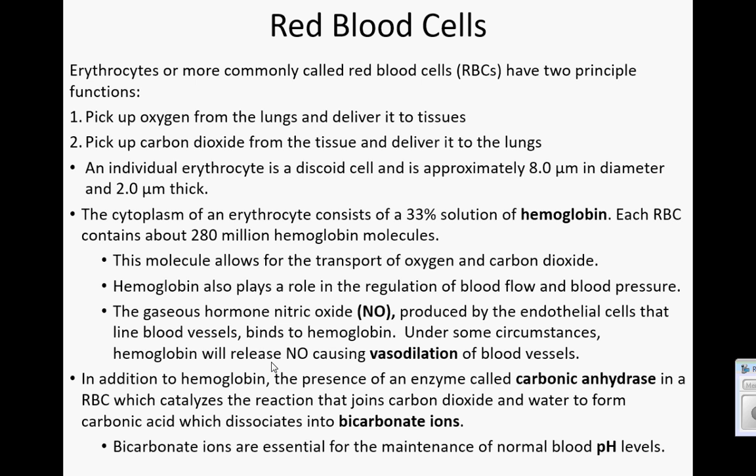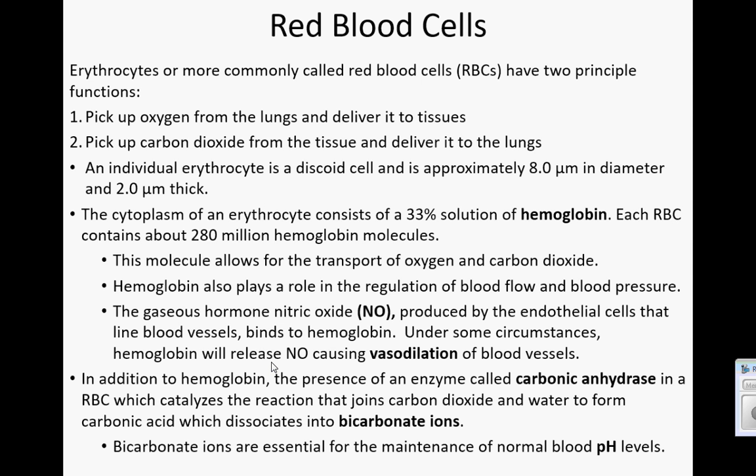They are able to carry oxygen and CO2 because within a red blood cell you find a lot of what we call hemoglobin. Hemoglobin is actually 33% of the solution of a red blood cell. And each red blood cell has about 280 million hemoglobin molecules. Each hemoglobin actually can carry 4 oxygen molecules. So each individual red blood cell can carry a very high amount of oxygen.